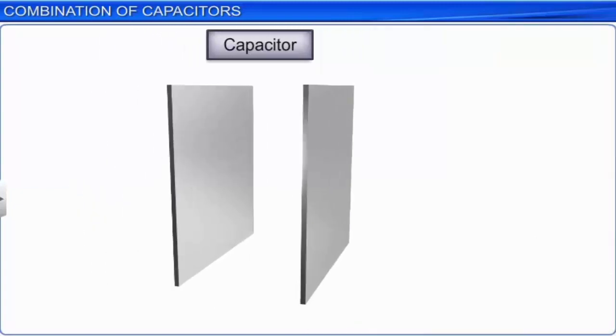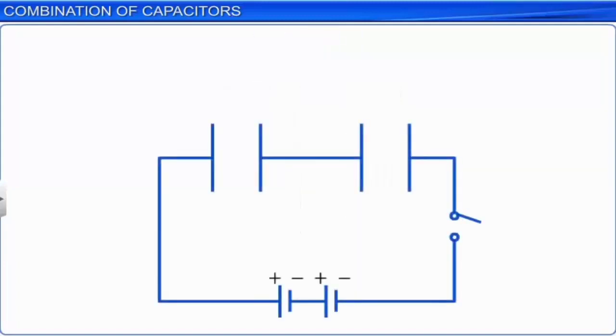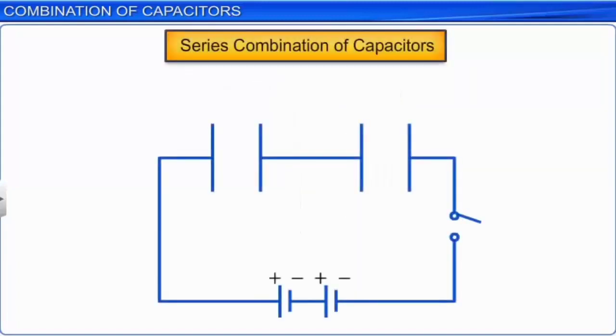It is not always possible to obtain capacitors with the desired values of capacitances. In such cases, the desired value of capacitance can be obtained by a series or a parallel combination of multiple capacitors. Let us first discuss the series combination of capacitors.